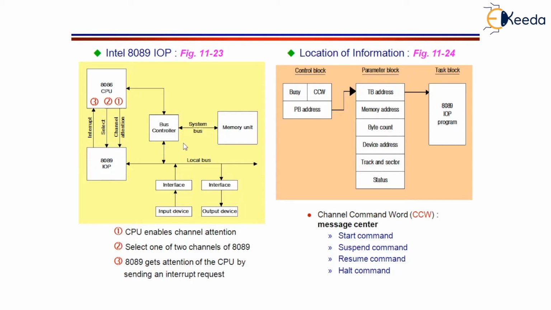In the figure, you can have a look at the memory unit. This memory unit is connected to the system. And once again, the system has two processors. One is 8086, another one is 8089. 8086 is a regular processor, 8089 is an IO processor. Now, these two are going to use the same memory unit via something called a bus controller.